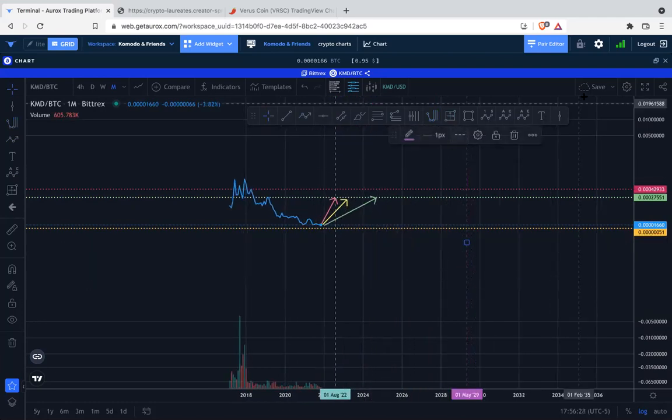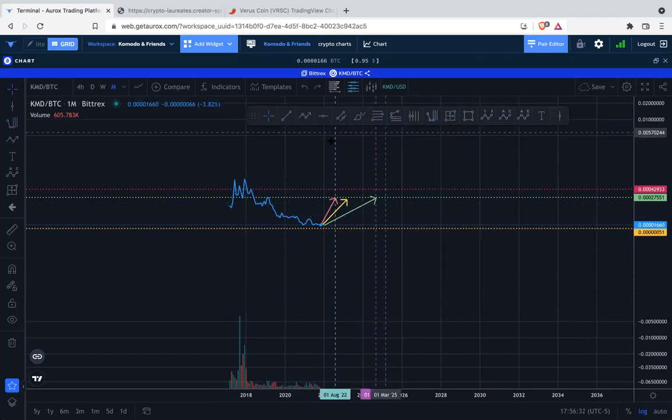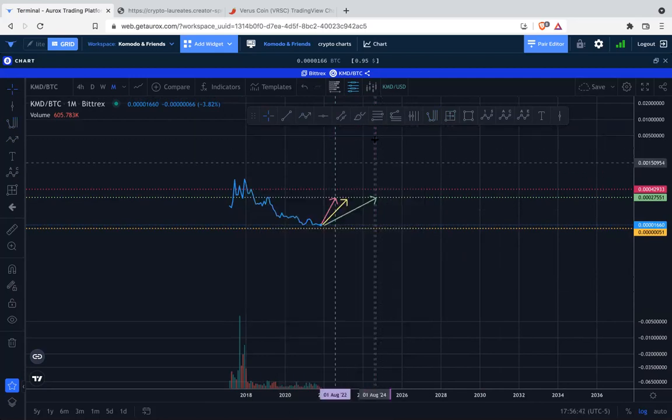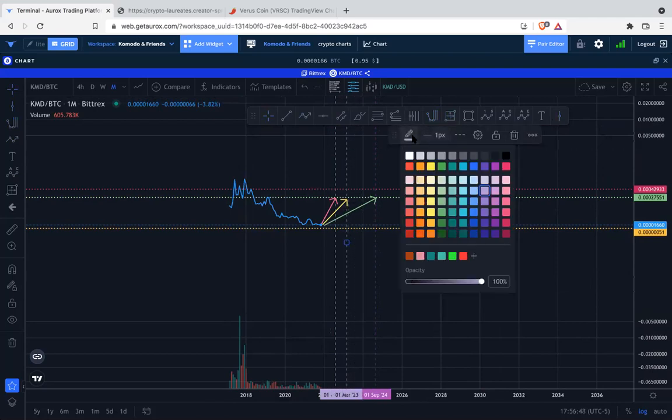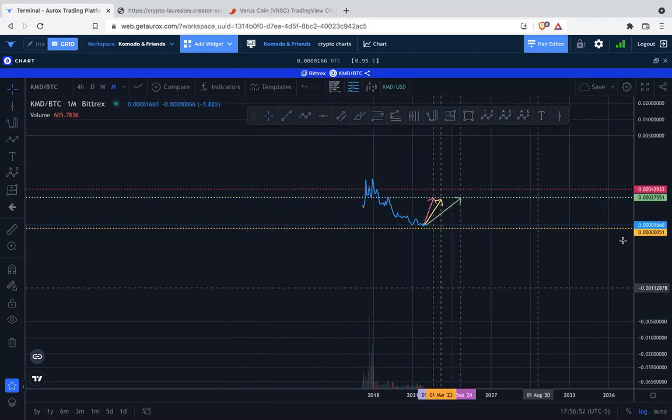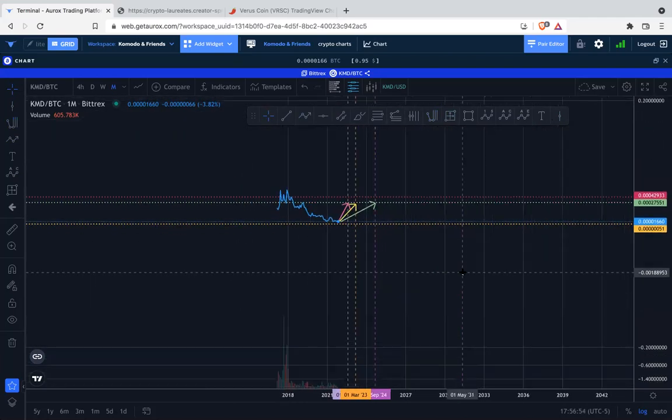So, oops, undo that. So there you have it. I'm going to change this color. We don't like that color. Change this to this lighter purple. And then we are going to add this orange line. So that is the potential move here.